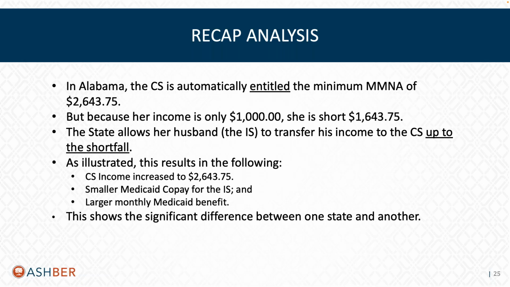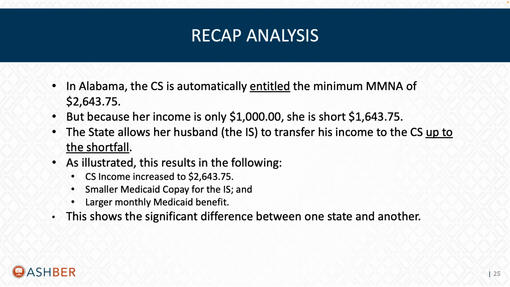So again, in Alabama, the community spouse is automatically entitled to the minimum MMNA of $2,643.75. But again, any other state that also allocates the minimum MMNA, this is very applicable to. And then because her income's only $1,000, she's still entitled to that transfer. And so as a result of all of this planning, the CS's income is increased to $2,643.75.